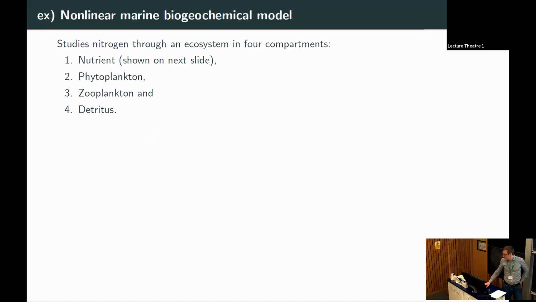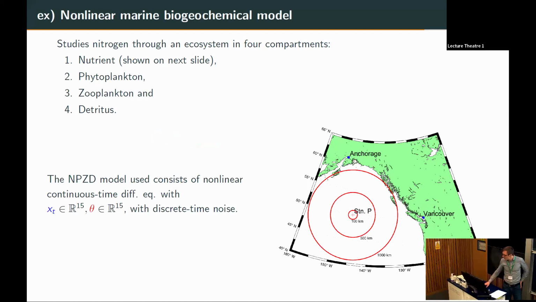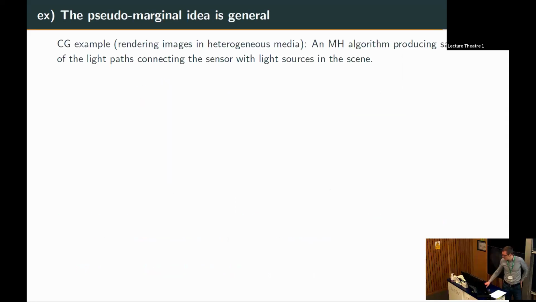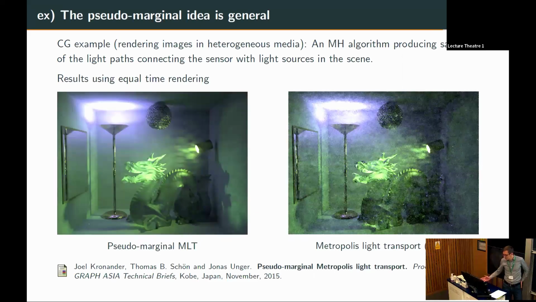I had a couple of examples here, but I'll skip them. I don't say very much more than that. They are sort of examples of applications where this method has been used. And this example here is coming from applying it to computer graphics and rendering, and it's an example of where we apply the same idea to something which goes beyond the state-space model.